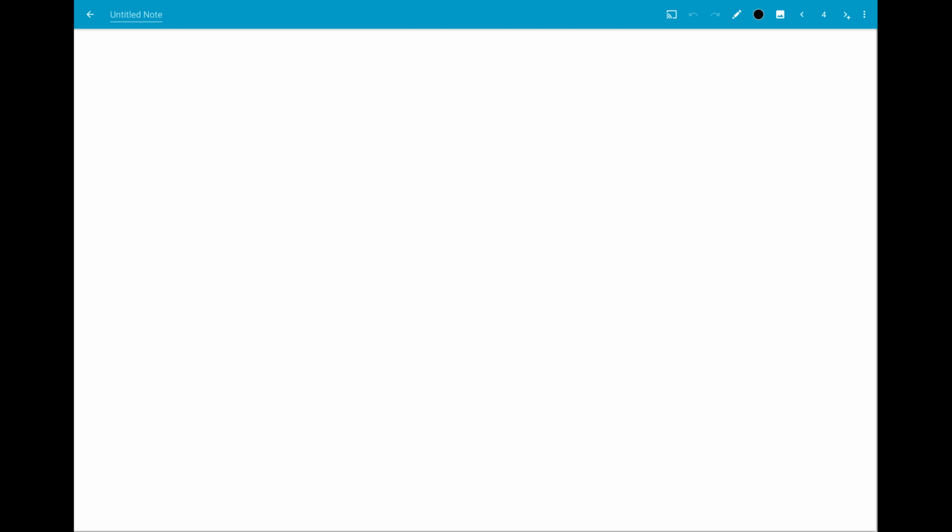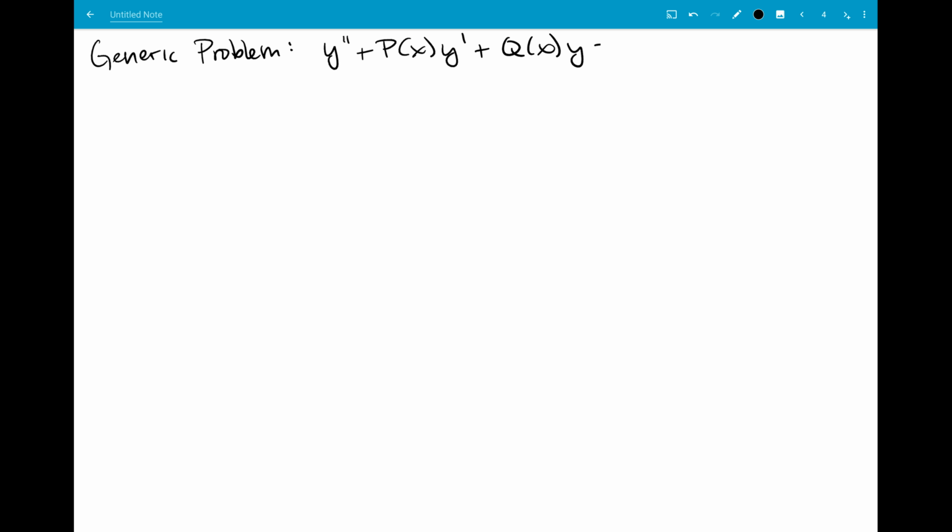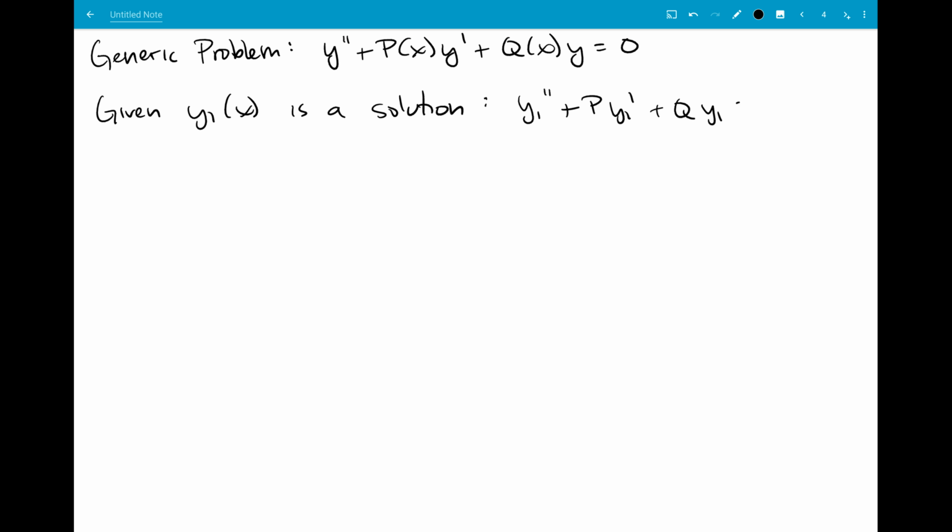All right, so we're going to go ahead and apply that approach to a generic problem, which is going to be y double prime plus p of x times y prime plus q of x times y equal to 0. We're going to say that we're given y1 of x is a solution, which means that when you plug it in, y1 double prime plus p y1 prime plus q y1, you'll get 0. That's what it means to be a solution.